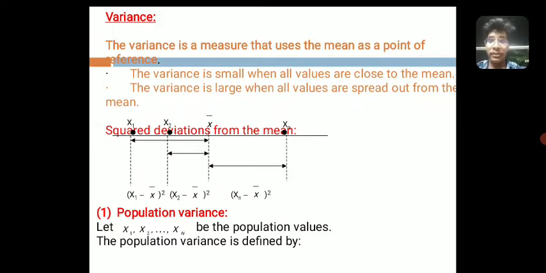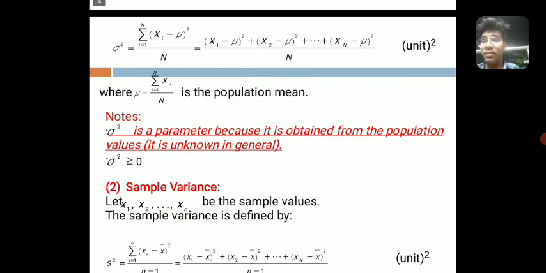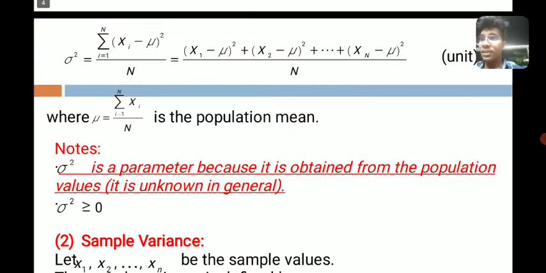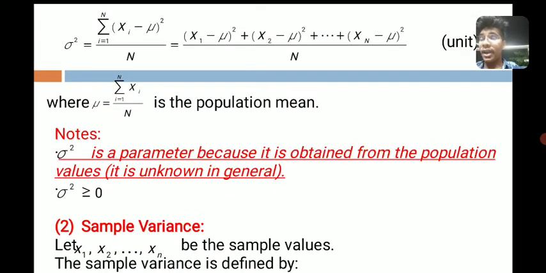We have two types of variance: population variance and sample variance. In population variance, x1, x2, x3 and so on up to xn are the population values, and the population variance is defined by sigma square equal to the summation from i equal to 1 to N of xi minus mu whole square, divided by N. That is, x1 minus mu whole square plus x2 minus mu whole square and so on up to xn minus mu whole square, divided by N, where mu is the mean.